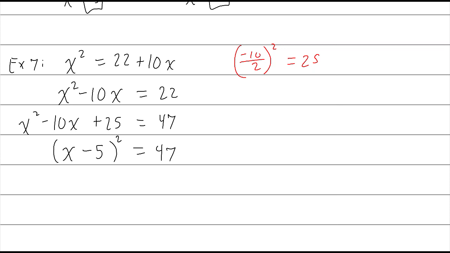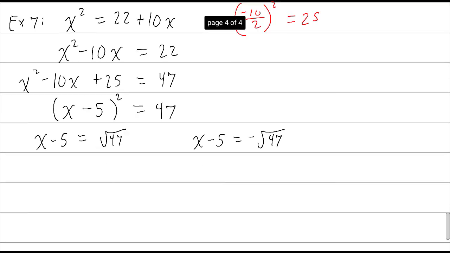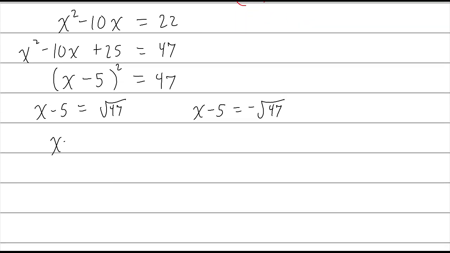Now I can use the square root principle. Square root of both sides, I get positive and negative square root of 47. Square root of 47, I can't actually break that down, so it's going to stay like that. But I'll add 5 to both sides to finish this problem. So x equals 5 plus the square root of 47, or x equals 5 minus the square root of 47.